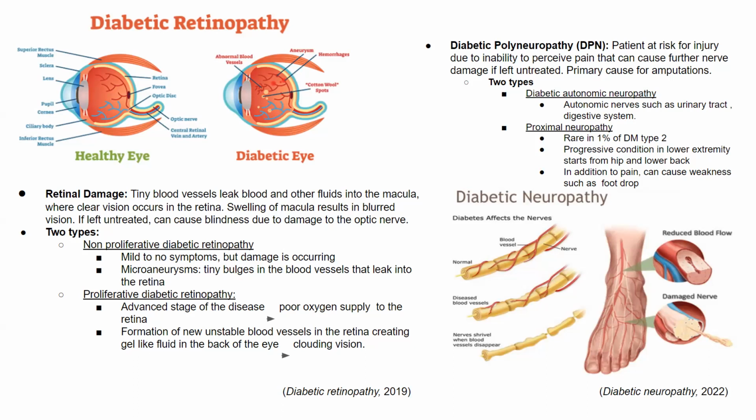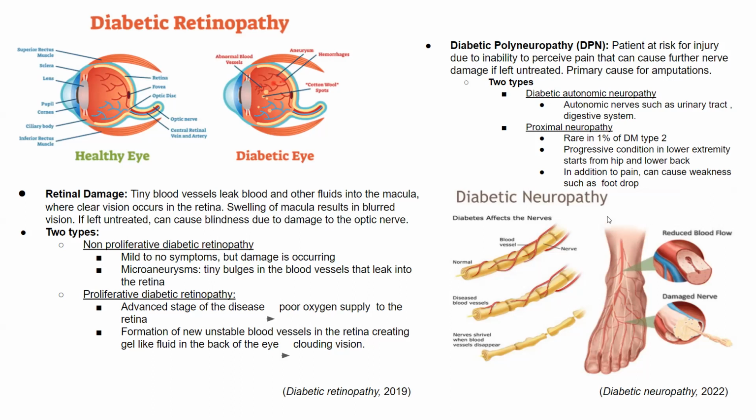It is a progressive damage to the retina due to prolonged high sugar levels in the blood. It usually affects both retina and the eyes, which occurs when tiny blood vessels leak blood and other fluids into the macula, where clear vision occurs in the retina. Swelling of the macula results in blurred vision, and if left untreated, can cause blindness due to damage to the optic nerve. Did you know that 1.84 million people have vision-threatening diabetic retinopathy?